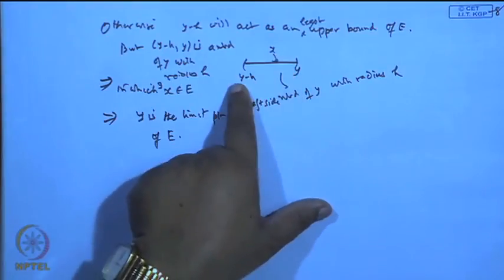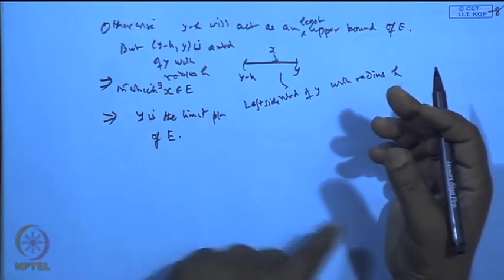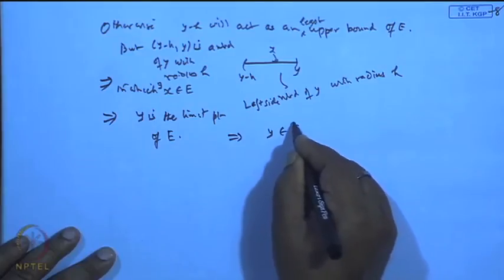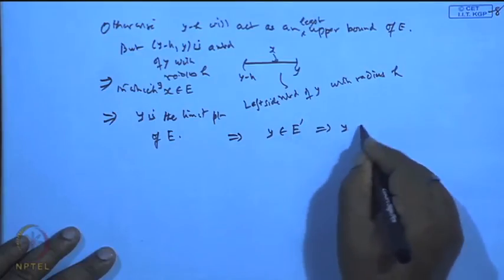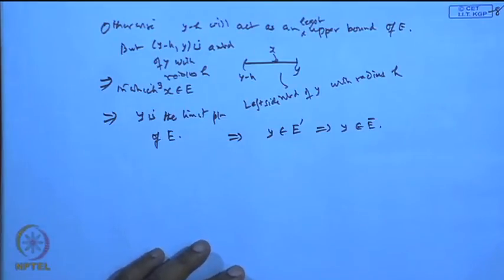Otherwise, if it is not available, then it will contradict the fact that y is the supremum of E. So, if it is a limit point, then y must be a point in the closure A dash, hence y is in the closure of this set. So, this proves the result. Okay.